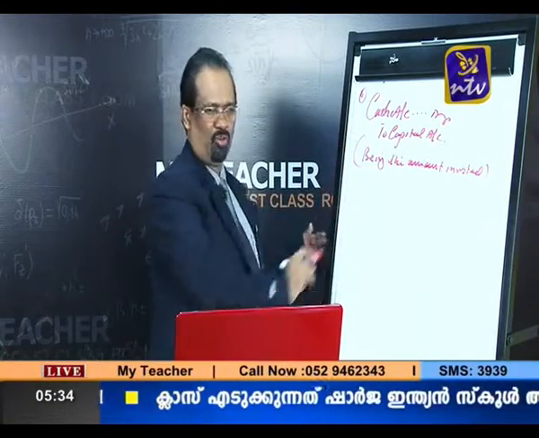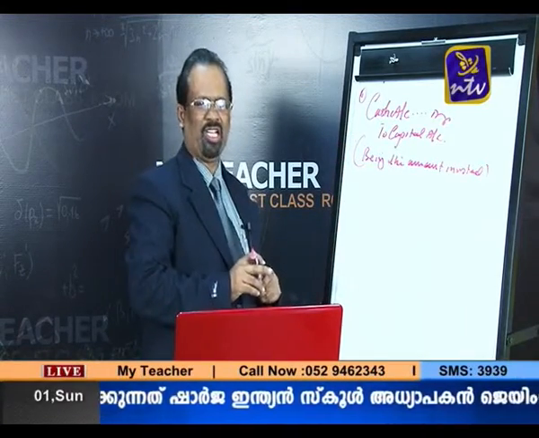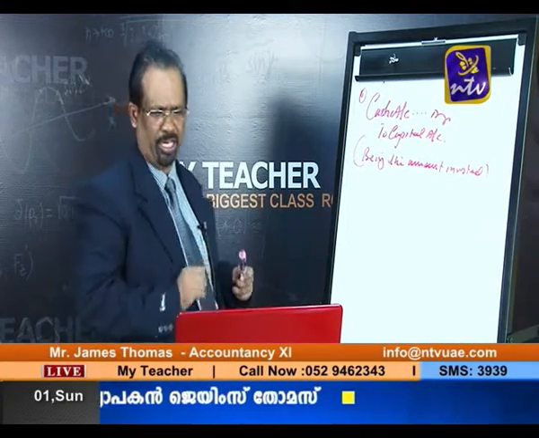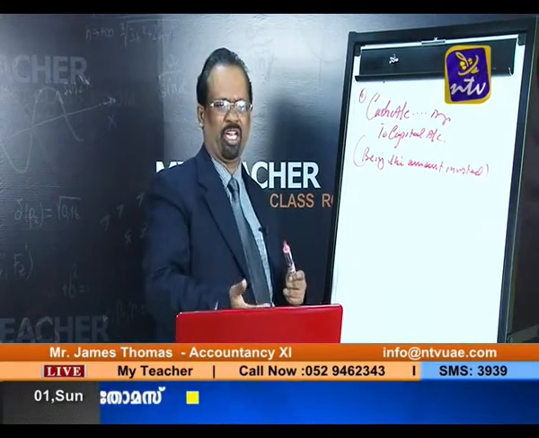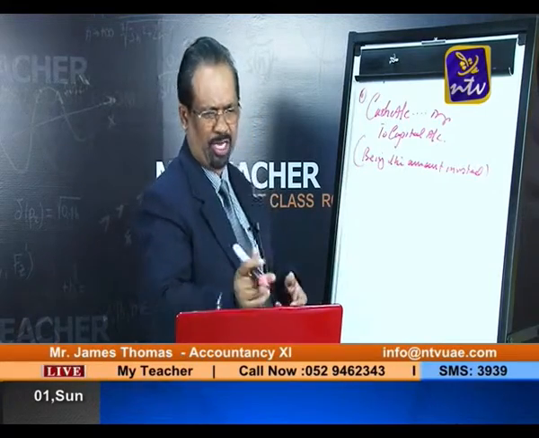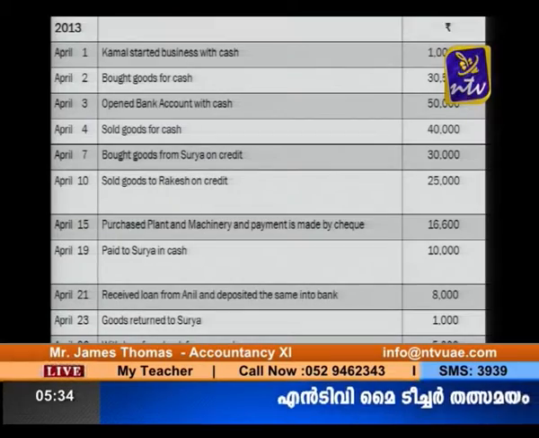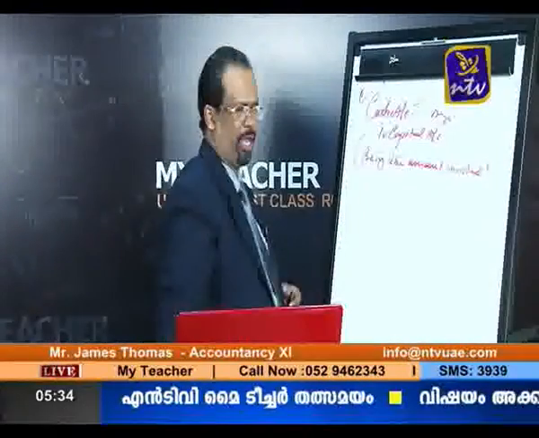Listen, my first example is: what are the steps for journalizing? We have studied the principles or the rules for debit and credit, and we are now applying them in practice. You can look at the monitor. Kamal started business with cash of 1 lakh. So the journal entry is cash account debtor to capital account.